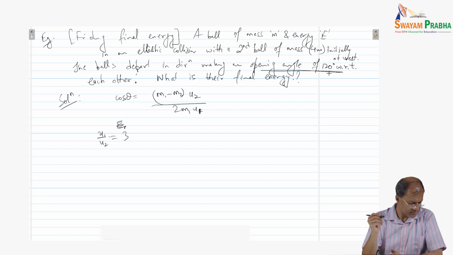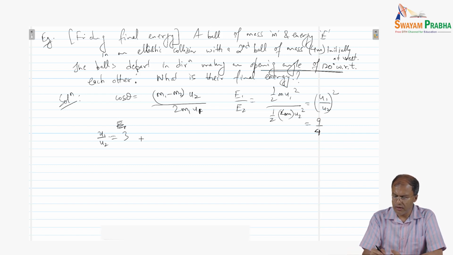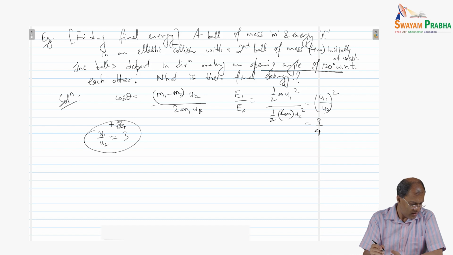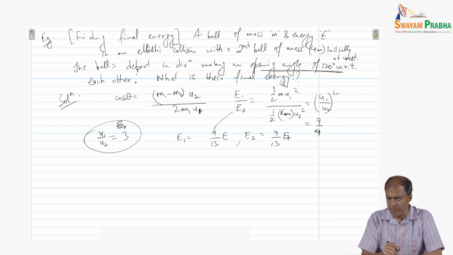Okay, so then E1 by E2 comes out to be half m u1 square by half 4m u2 square, right? And we see that this is also equal to (u1 by u2) square, and this is going to be 9 by 4 after using all the details given here, right? So 9 by 4. Which means that the energy E1 will be 9 by 13 of the total energy after collision, and the energy imparted to the second particle will be 4 by 13 of the total energy of the system, right?